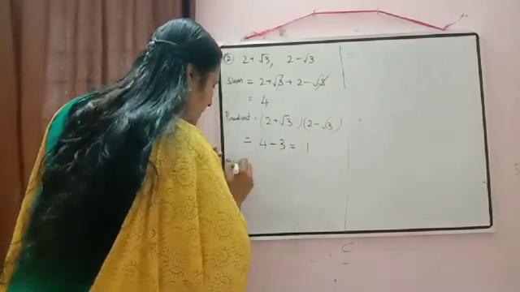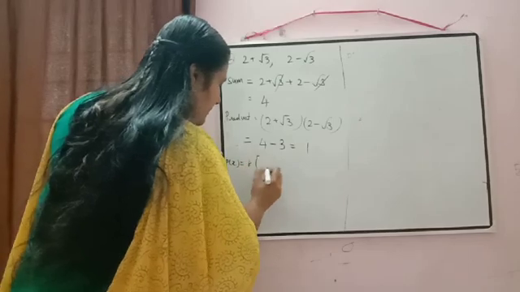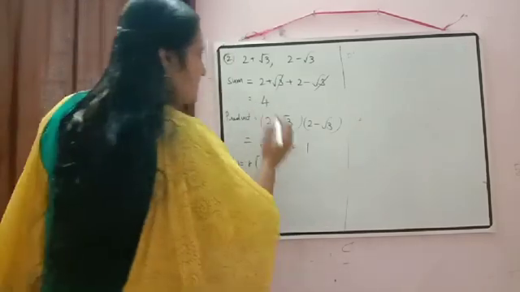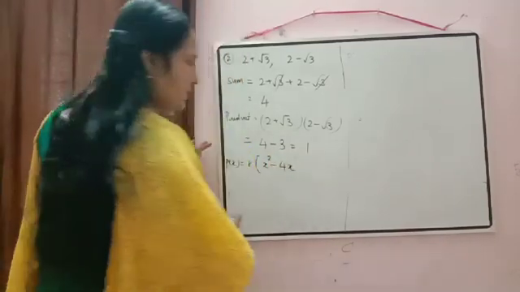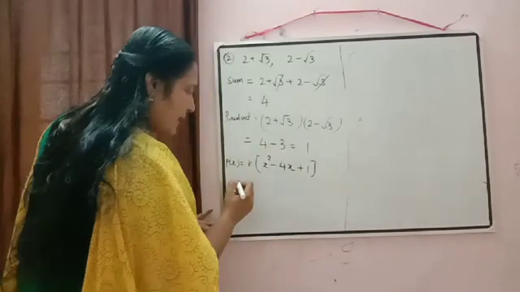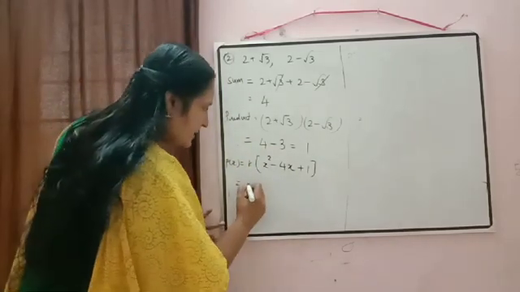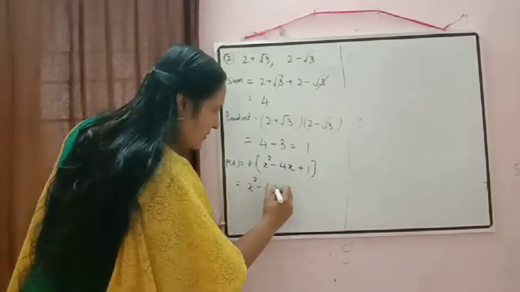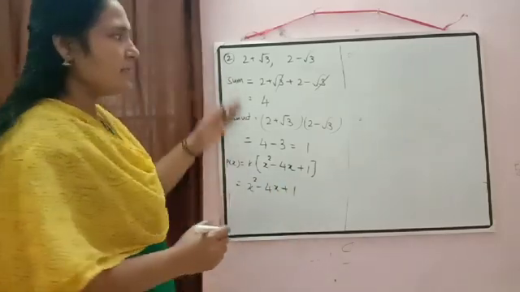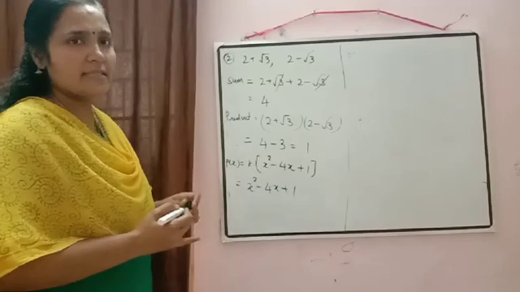Now we will write down the polynomial p of x is equal to k into x square minus the sum of the zeros, that is 4, into x plus the product of the zeros. Now we will take k is equal to 1. Then our polynomial will be x square minus 4x plus 1. So I think in this type of question, the first method is easy.